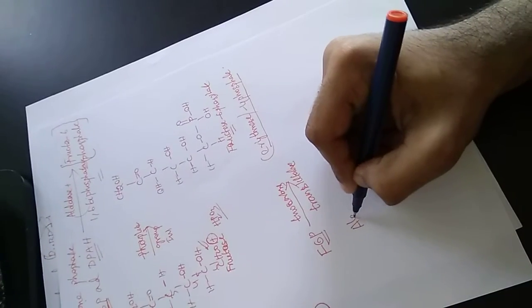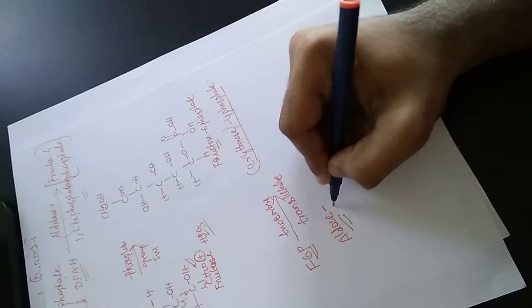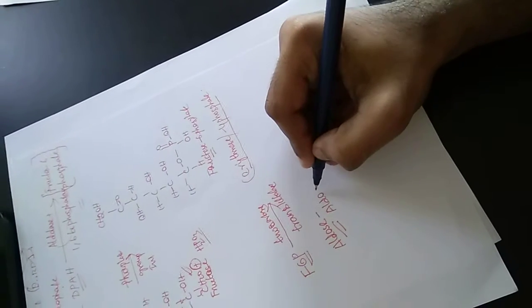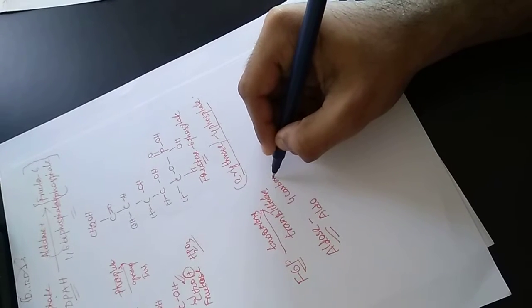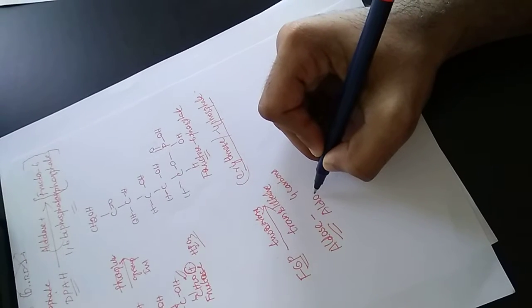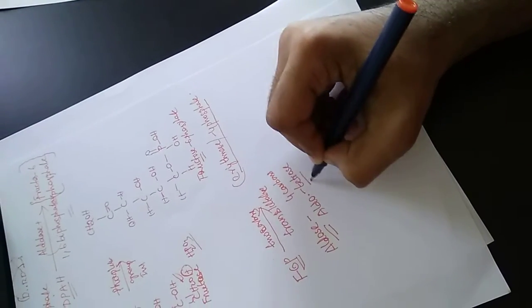So let me remind you the structure of erythrose before doing that. So what's the structure of erythrose? Erythrose is an aldose basically. It contains 4 carbon atoms, so it's called an aldotetrose. So erythrose is basically an aldotetrose.